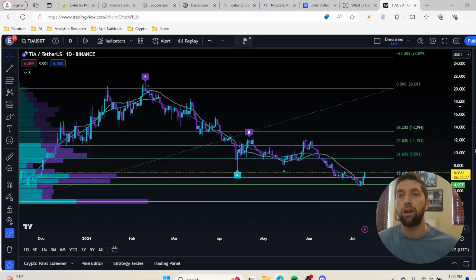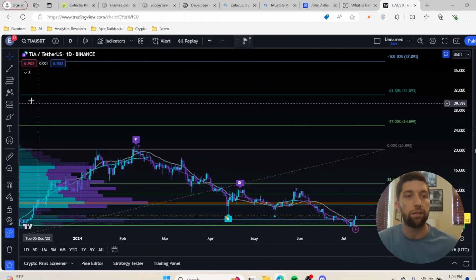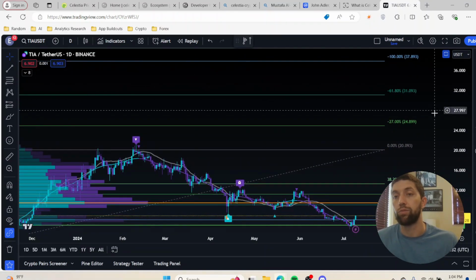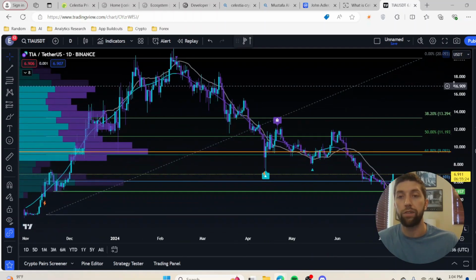Even on this Fibonacci retracement, we can see take profit 3 is going to be all the way up at $37. So this does have a lot of room to grow. The market cap is good. I do like the project long-term and where they are going.